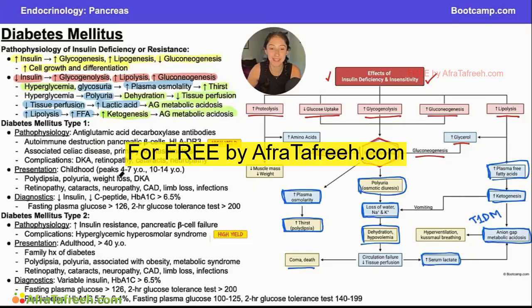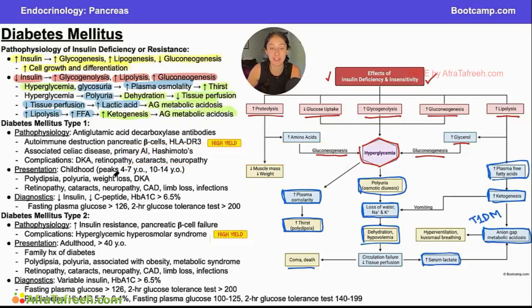So in our last video, we discussed the pathophysiology of insulin deficiency and resistance, and in this video, we're going to apply this knowledge to better understand diabetes mellitus type 1 and type 2 for Step 1. So diving in, what I want you guys to know about type 1 diabetes is the pathophysiology is going to revolve around these antibodies to anti-glutamic acid decarboxylase.